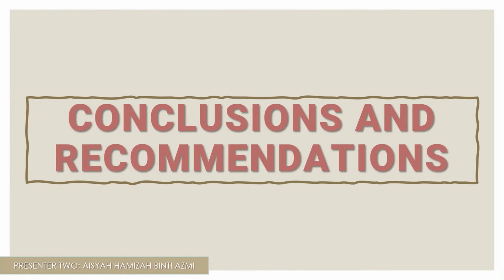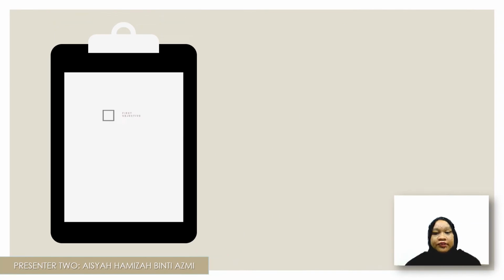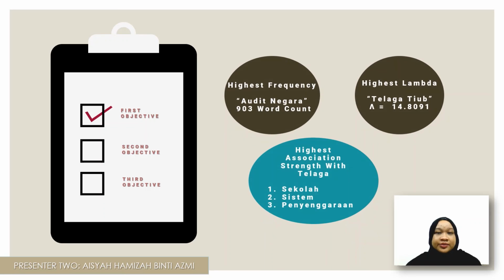The last chapter is conclusions and recommendations. For the conclusion, in the first objective, from the findings, this study concluded that the work pattern in this Auditor General Activity Report mostly revolves around the project of the maintenance of the tube wells system in the rural schools in Sabah and Sarawak.